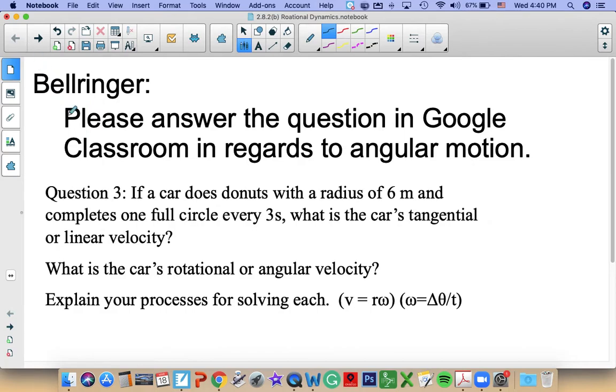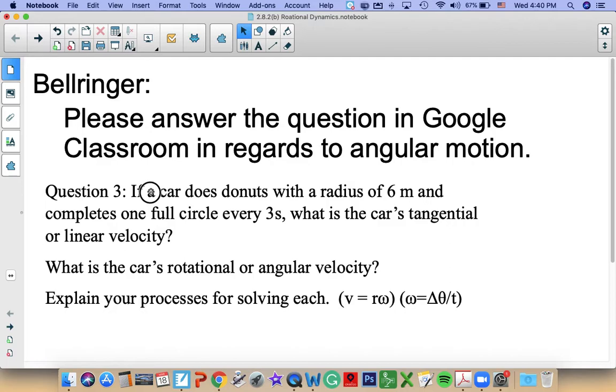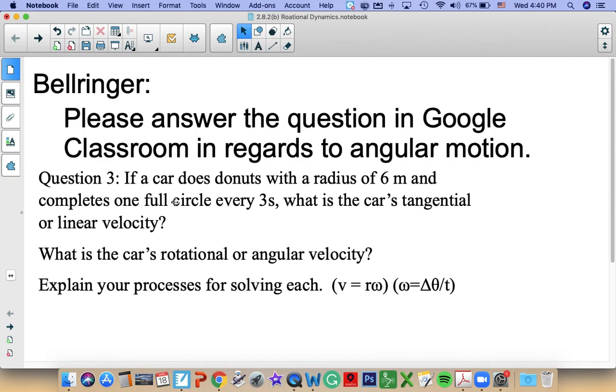Okay, so begin by looking at our bell ringer here. If a car does donuts with a radius of 6 meters and completes one full circle every 3 seconds, what's the car's tangential or linear velocity? That's just a fancy way to say what's my linear velocity. What is the car's rotational or angular velocity, and explain the process for solving each.